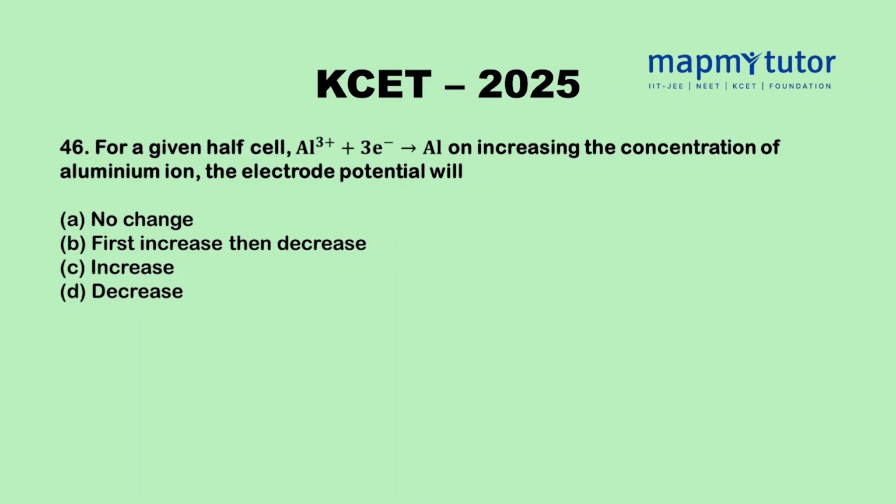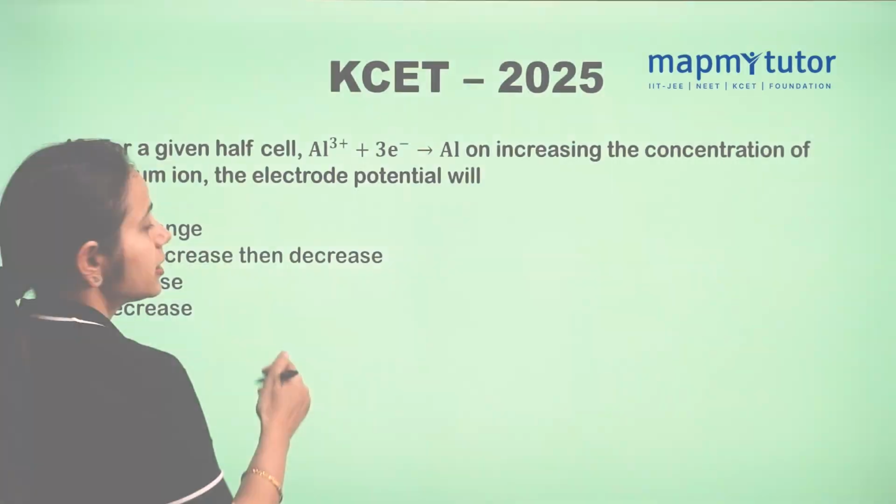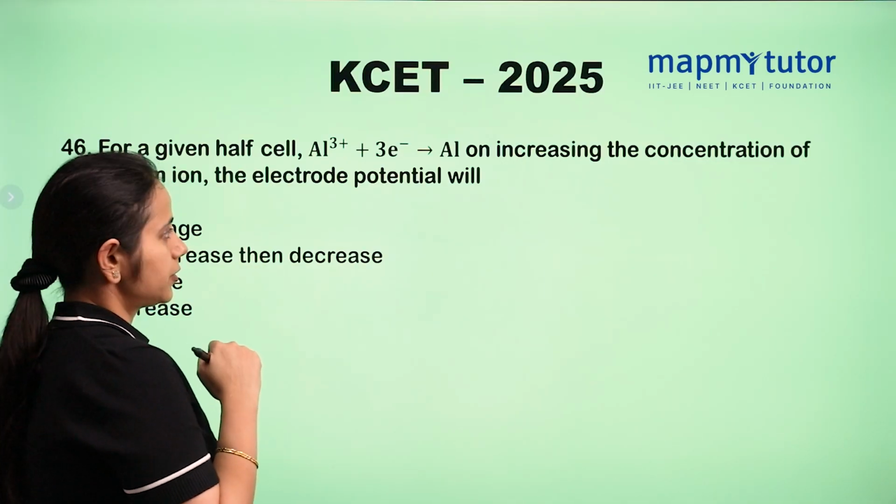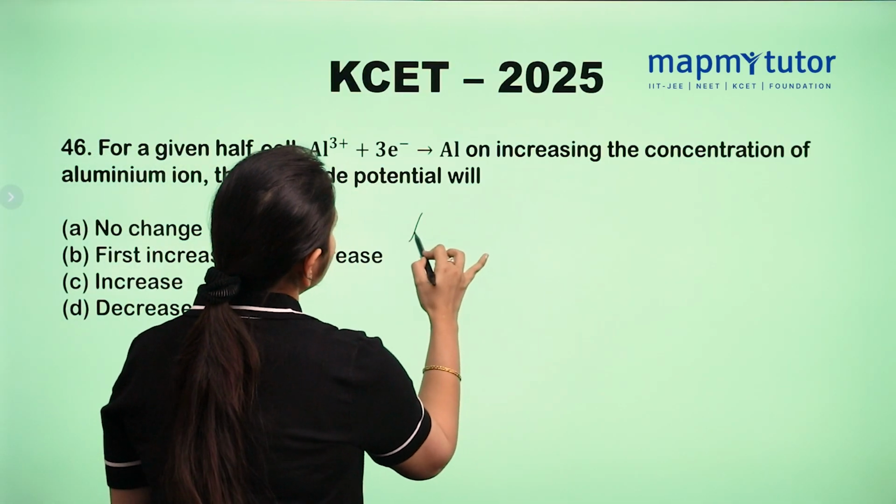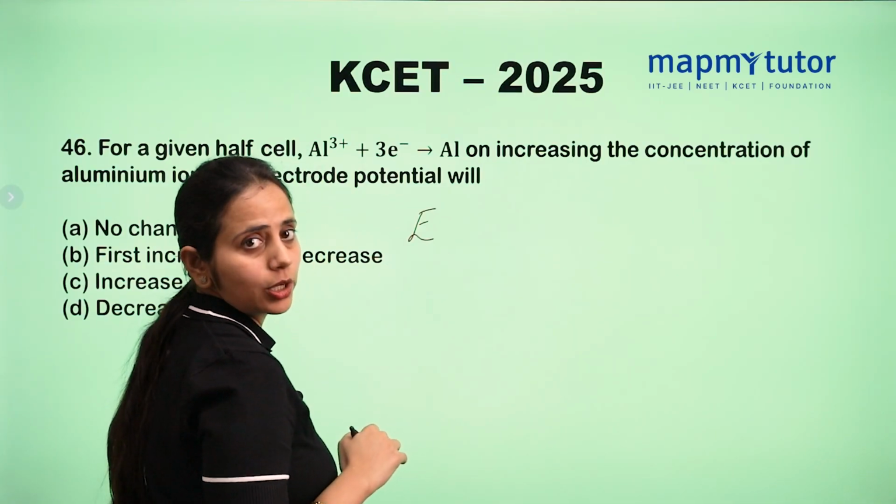For a given half cell, Al3+ + 3e- gives Al. On increasing the concentration of aluminium ion, what will happen to the electrode potential? This is an important question of electrochemistry, and the very important equation here is known as the Nernst equation.